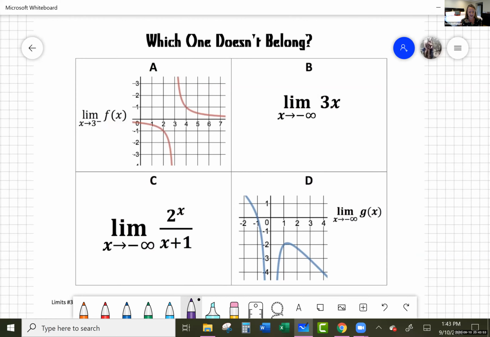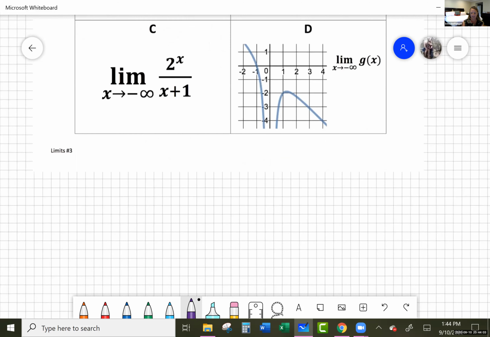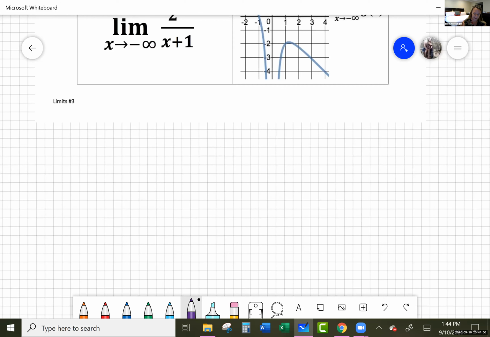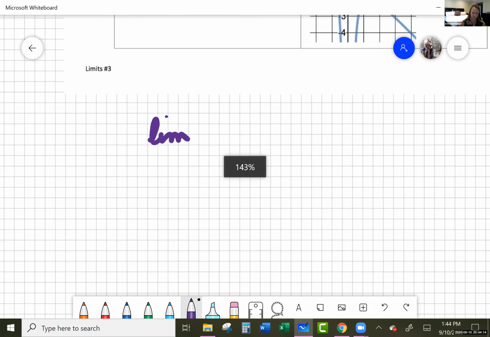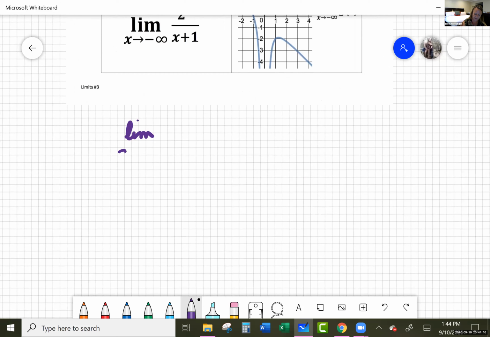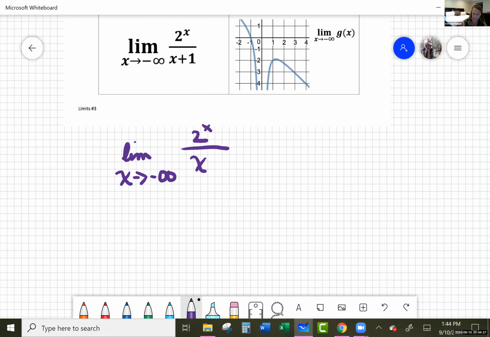Okay, so we just got done with the exercise and I looked at number C and wanted to talk about that limit and go through showing what the limit as x goes to negative infinity of that function is. So let's look at this. We have the limit as x is going to negative infinity of 2 to the x, all over x plus 1. That's what I meant to say.